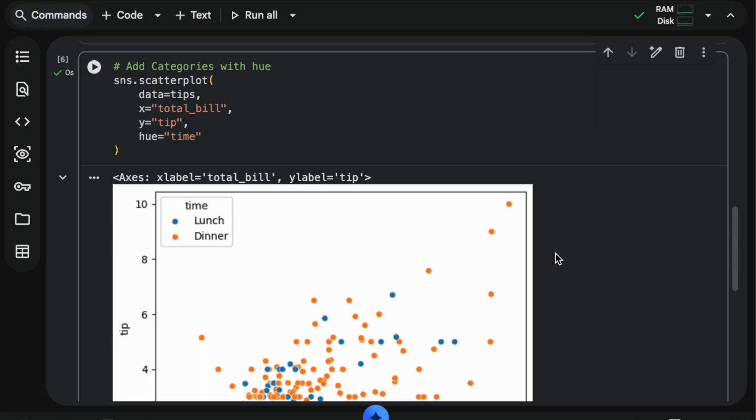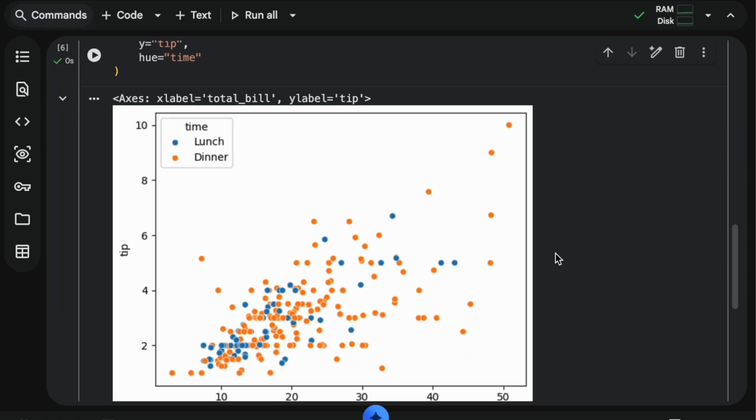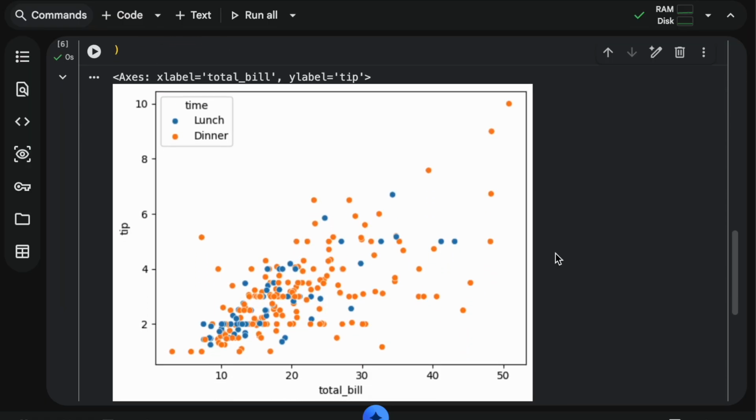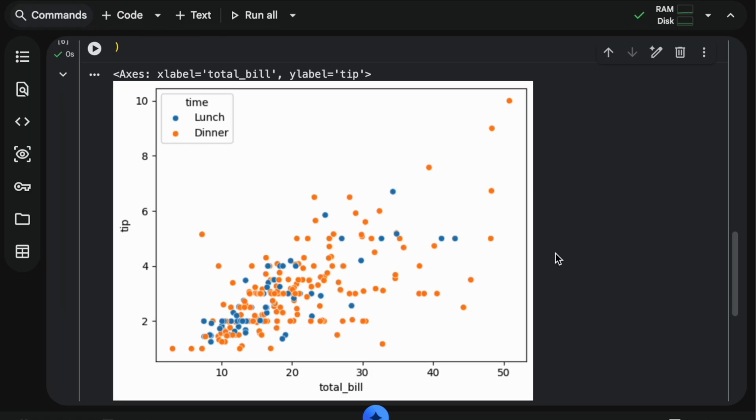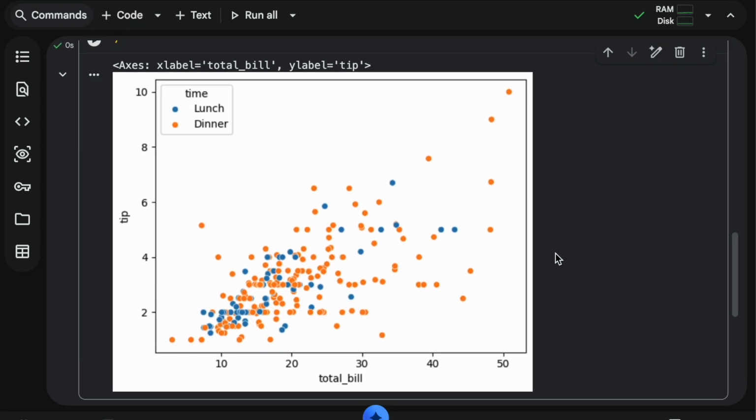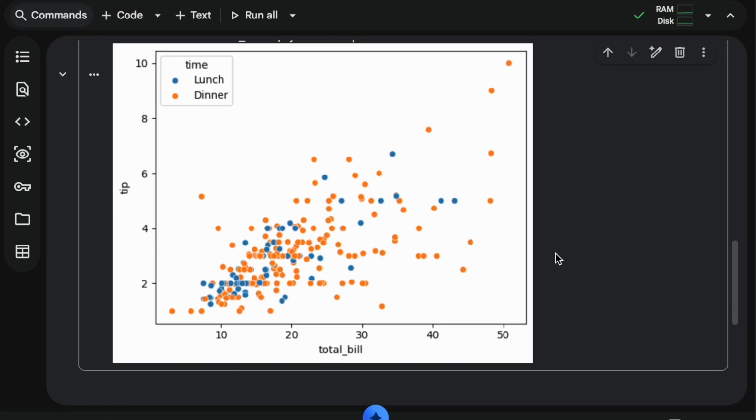Adding the hue parameter to separate lunch and dinner makes it much easier to identify subtle patterns and differences in tipping behavior. For example, we can see that even for similar bill amounts, dinner tips sometimes appear slightly higher or more clustered compared to lunch tips. This visualization also highlights overlaps and clusters that might not be obvious in a scatter plot with a single color, allowing us to better understand the distribution of tipping behavior across different meal times.